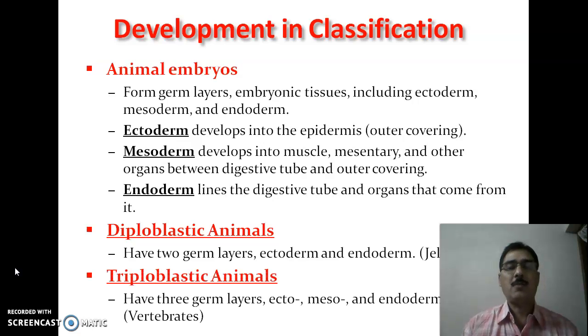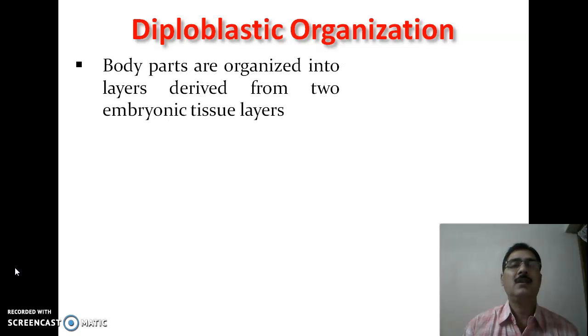In the case of triploblastic animals, they have three germ layers as we have discussed just, that is ectoderm, mesoderm and endoderm, as in the case of higher non-chordates and in the case of most vertebrates.